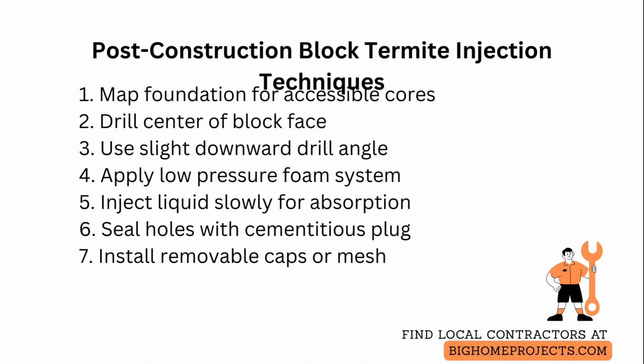Use a drill with a masonry bit matched to the core size and drill into the center of the block face at a slight downward angle to reach the core without damaging reinforcement. For foam applications, use a low-pressure foam system to push treated air out of the core and leave a residual foam matrix that adheres to the interior surfaces. For liquid applications, inject slowly to allow capillary absorption and avoid hydraulic fracturing of mortar joints.